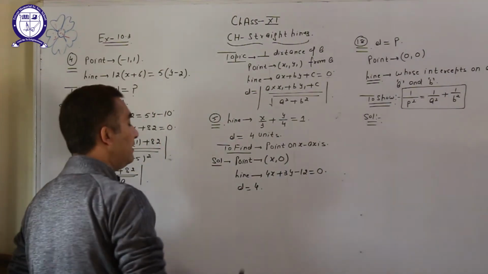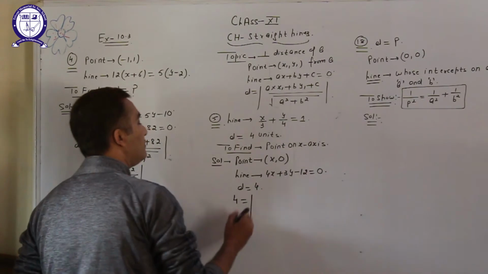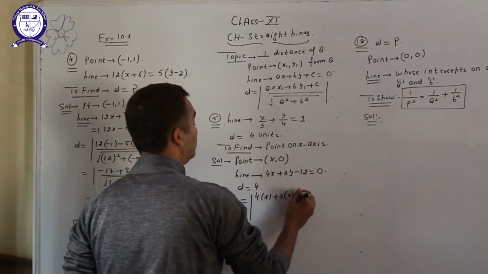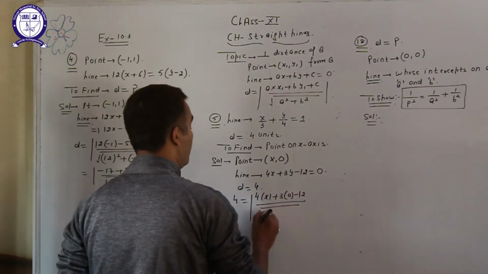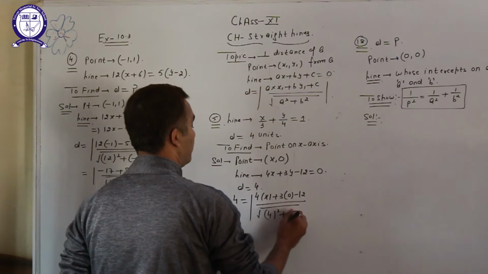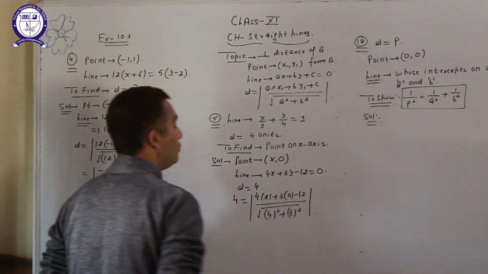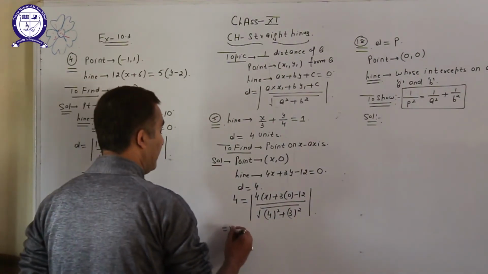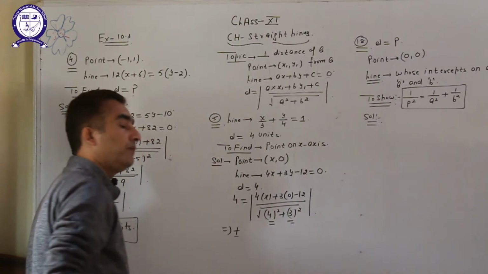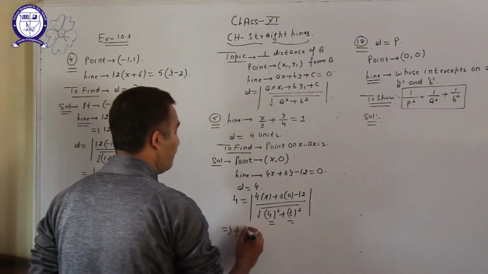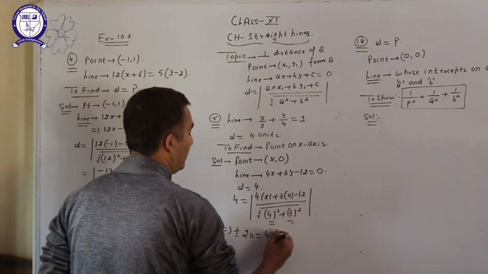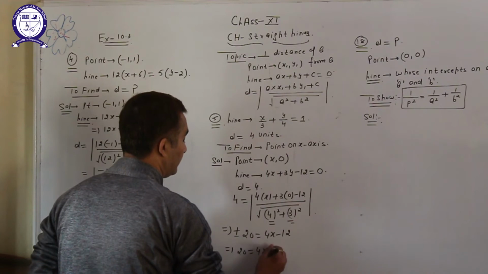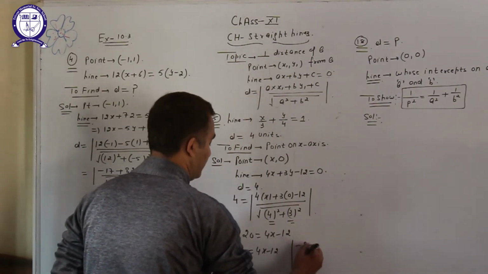Implement the formula that D is equal to put point in equation of line upon under root coefficient with x plus coefficient with y. As you know, when modulus break results be in sign plus minus. So modulus break plus minus, that is root 25, that becomes 5 into 4 cross multiplied 20 is equal to 4x minus 12. Use plus 20 as well use minus 20.